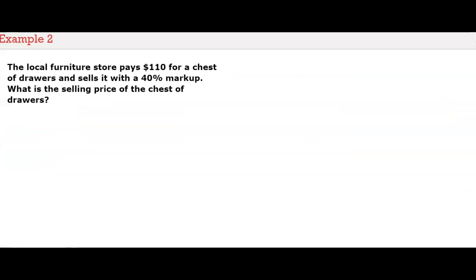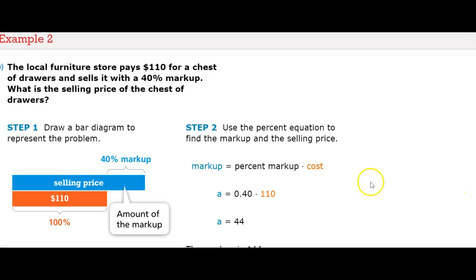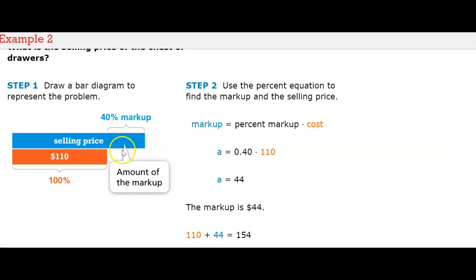The local furniture store pays $110 for a chest of drawers and sells it with a 40% markup. What is the selling price of the chest of drawers? Let's start with the equation. So step 1, they represented it with a bar diagram, and we have our selling price and the original price. Step 2, we have the percent equation that I mentioned.